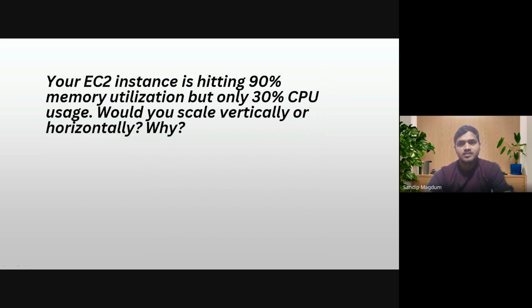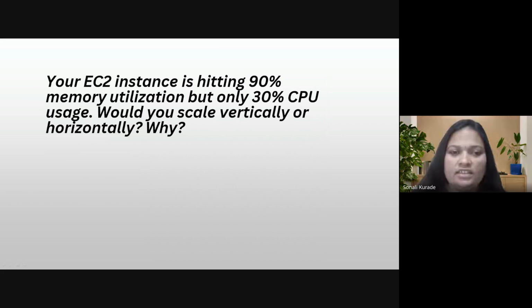But there are disadvantages. It is a single point of failure, you have hardware limits, and there may be a rise in cost. And if you go for horizontal scaling, we add more instances behind the load balancer, but we only distribute the load, and the memory constraint is still there. So I think we can go with vertical scaling here.